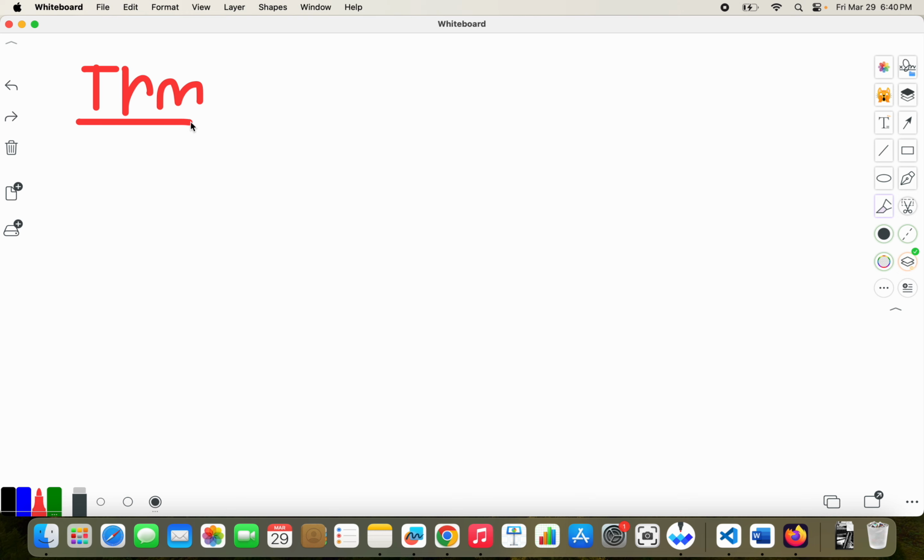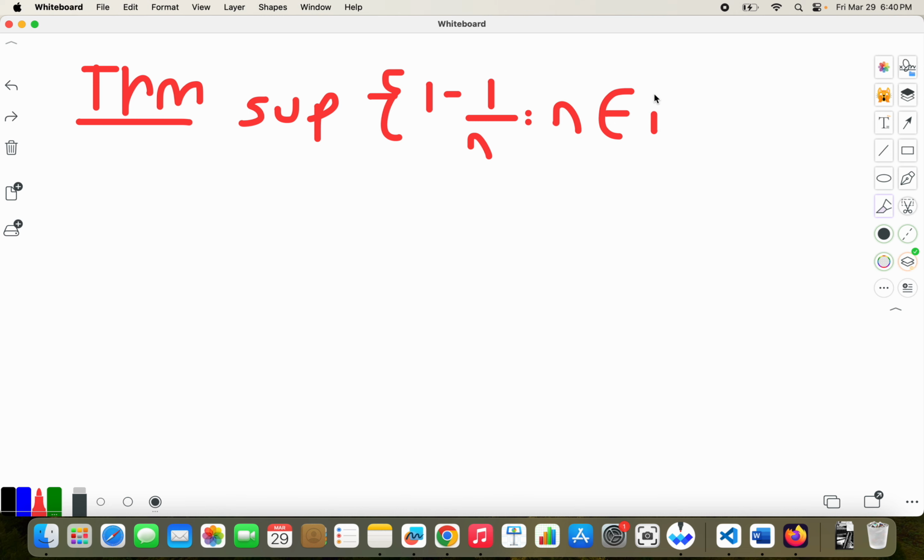So theorem, this is a new theorem. This is not a useful theorem. Well, it's not anything like important. You could call this a theorem, but it's not like those theorems where they give you much information. This is just like a fact, and you want to prove it. The supremum of this set equals 1.